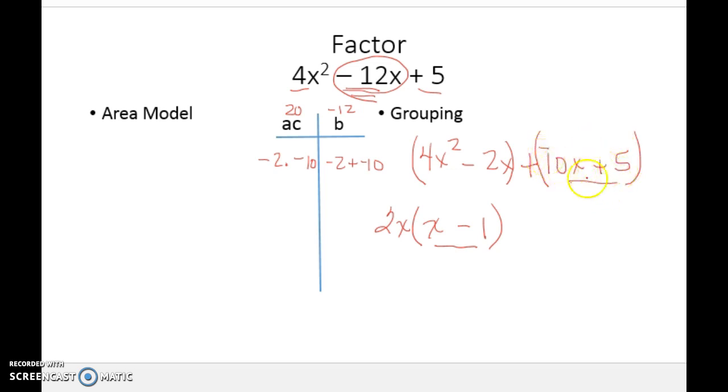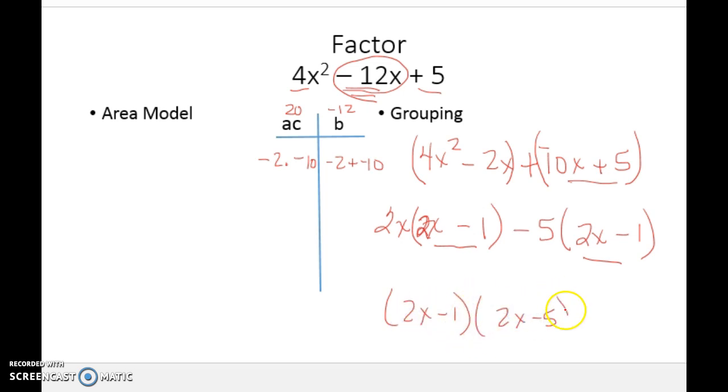So notice if I factor out a negative 5, then I'm left with a positive, what did I do wrong here? Oh, I left off my 2. Sorry. Hopefully y'all noticed that. I'm left with a positive 2x minus 1. So now I have that common factor. 2x minus 1 is one factor, and 2x minus 5 is the other.